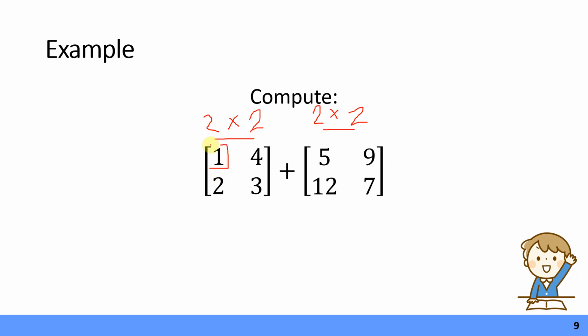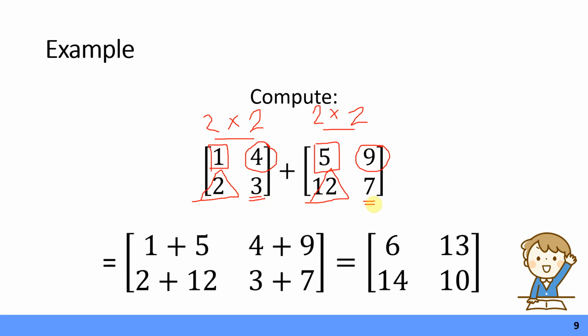This number that's up here, you have to add it to the number that's up here. Okay? This number on the upper right has to be added to the number on the upper right. This number on the lower left has to be added to this number on the lower left. So corresponding just means in the exact same location. And then this number here on the lower right has to be added to this number here on the lower right. Okay, so again, I show my work.